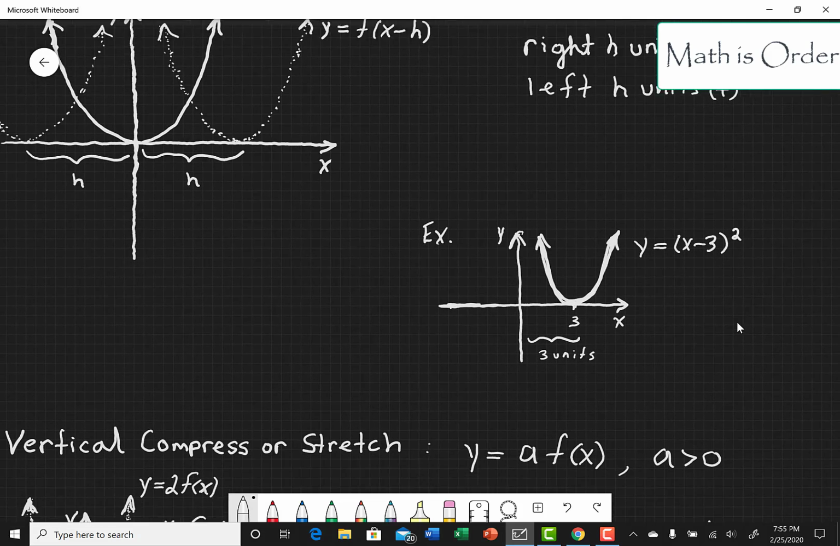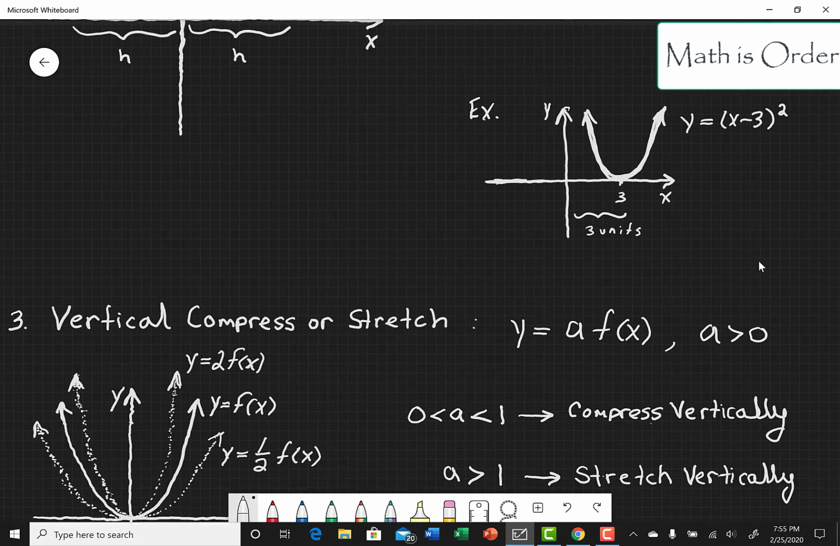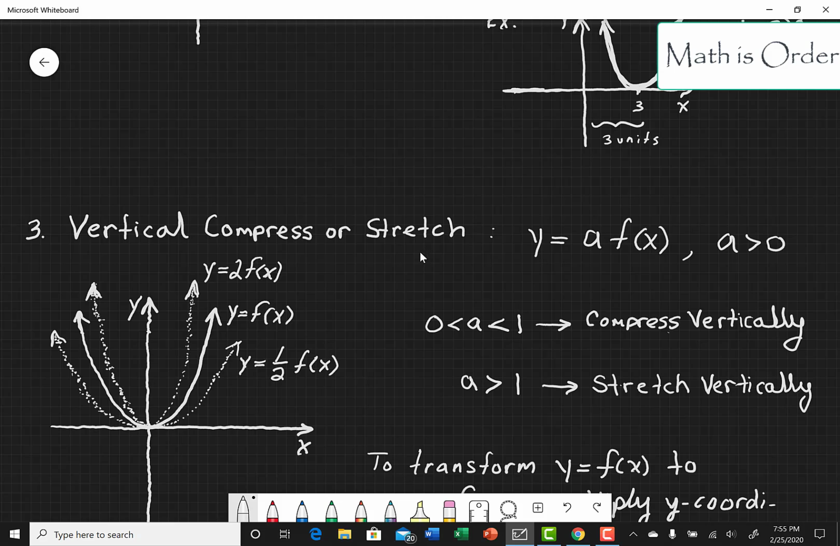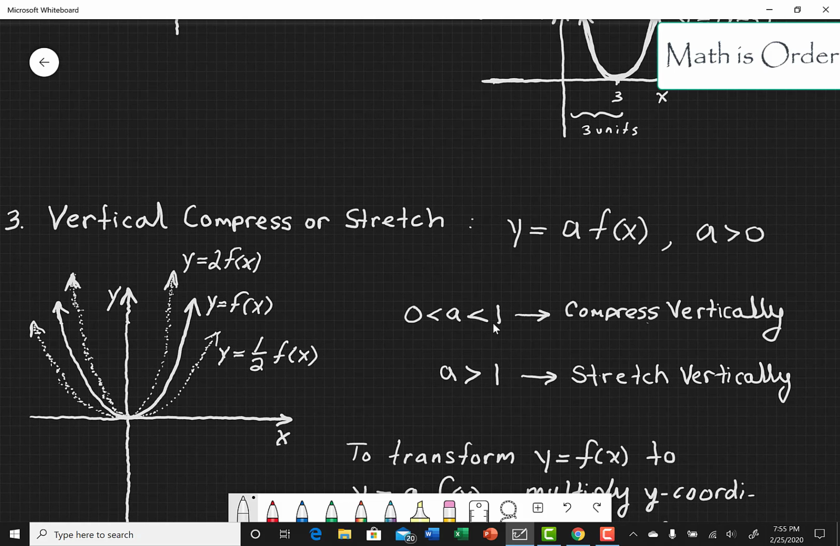All right, let's move now to the next transformation. This is a vertical compression or stretch. If you have some function, say y equal f of x, the transformed function is y equal a f of x. So you can see that we're multiplying the original function by a factor of a. If a is between 0 and 1, then there's a vertical compression. If a is greater than 1, then there's a vertical stretch.